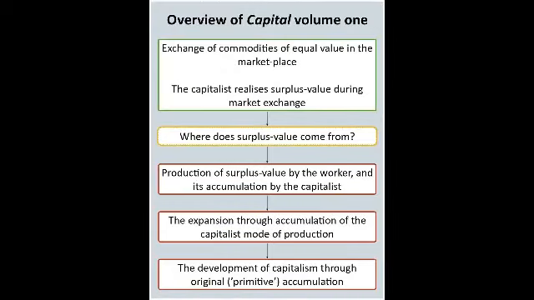A commodity, Marx argues, combines 2 characteristics. It must first of all be useful. It must fulfill a human need. It must secondly be exchangeable for another commodity of equal value.